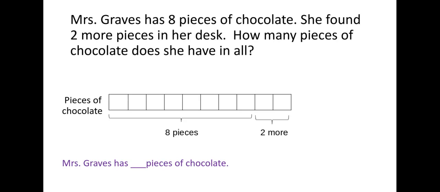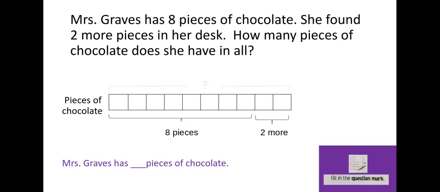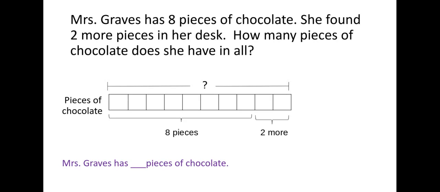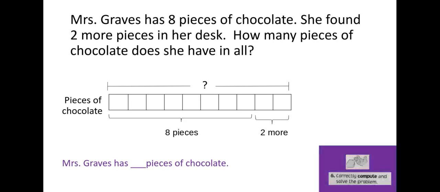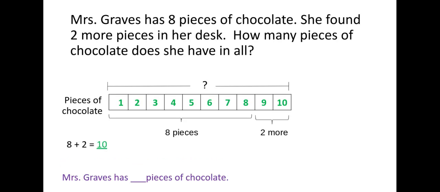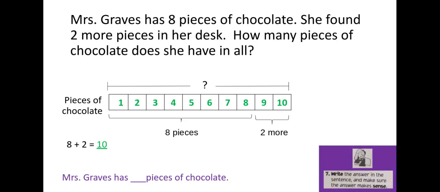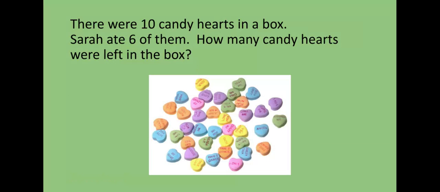Now what we're going to do is count all of the squares that we've drawn. That's what we're trying to figure out. There are 10 pieces of chocolate in all. So 8 plus 2 equals 10. Now we can fill in our missing number. Mrs. Graves has 10 pieces of chocolate.